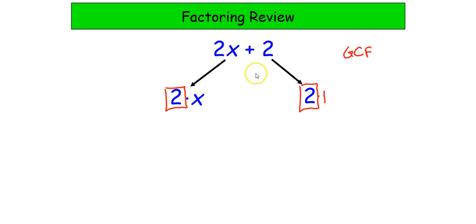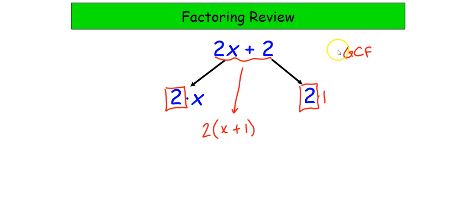So if each term has a 2 in common, I'm going to take that 2, and what's left inside after I pull the common factor out is I've got an x left in the first term, and bring my plus sign down, and I've got a 1 left in the second term. And so the factored form of 2x plus 2 is just 2 times the quantity x plus 1.